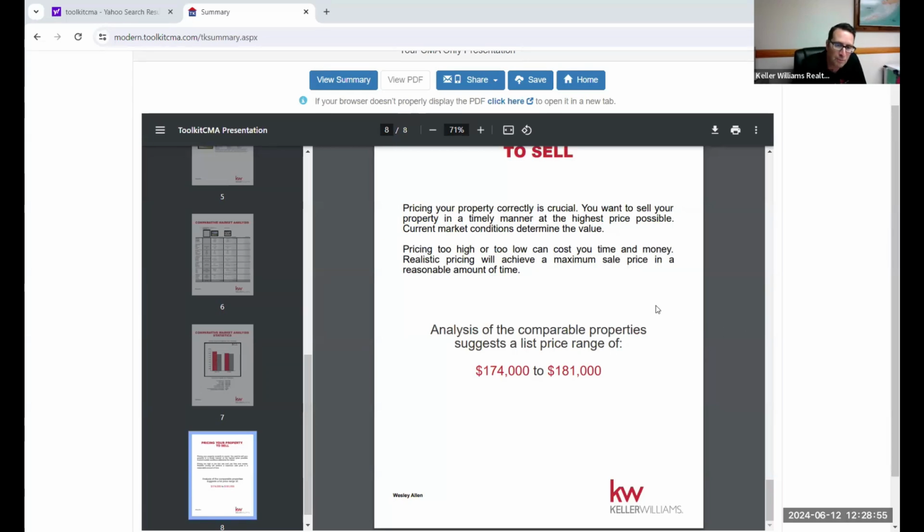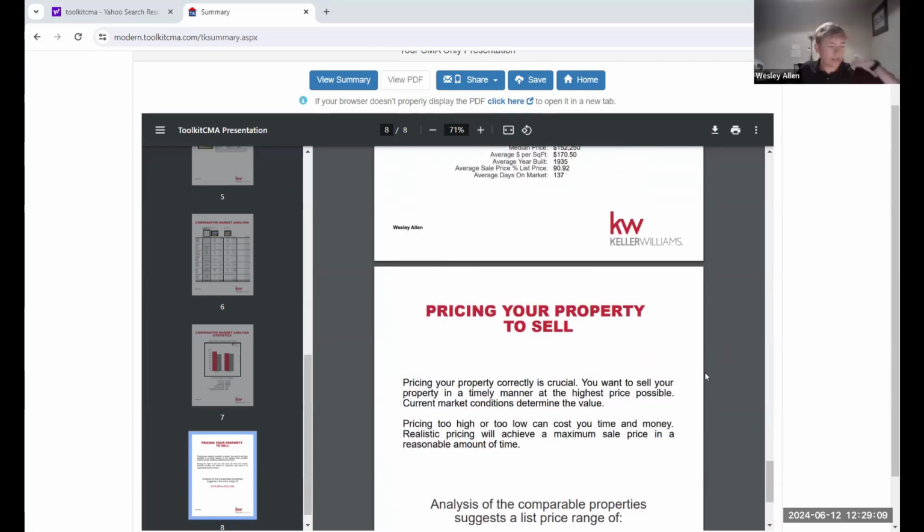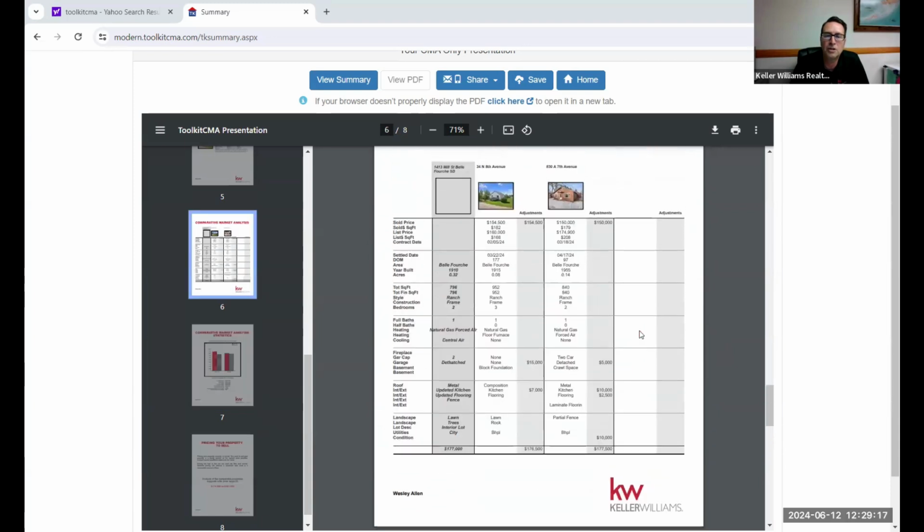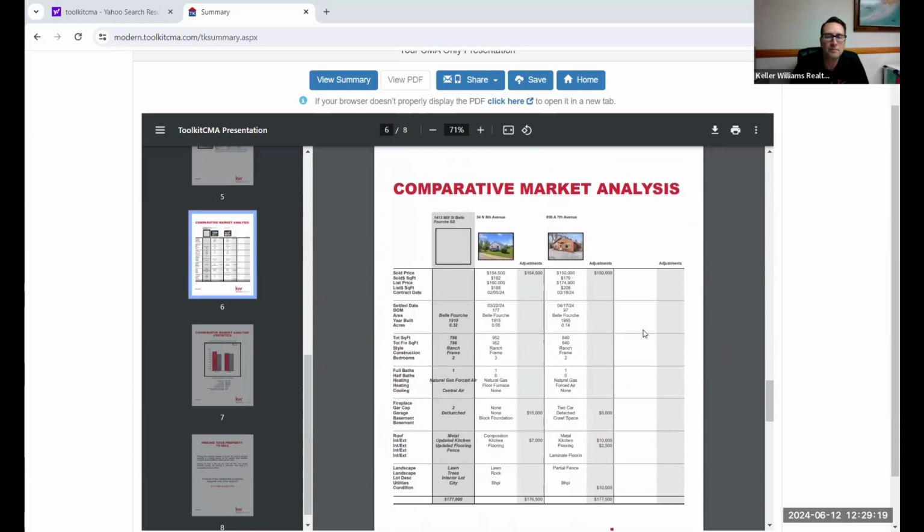That's fine. So a couple questions. When you pulled your properties, how far back did you go for a search? 6 months. Okay. So those are pretty current then. Yep. Okay. So you went back 6 months. Let me go back up to your adjustments.